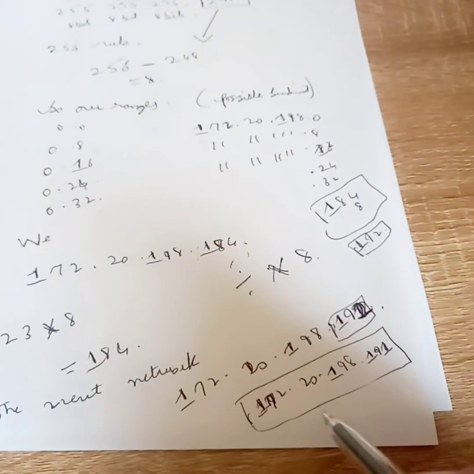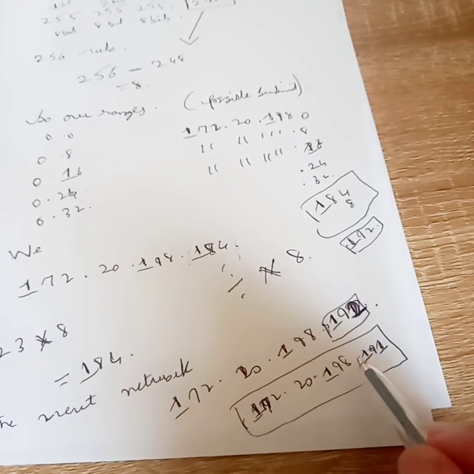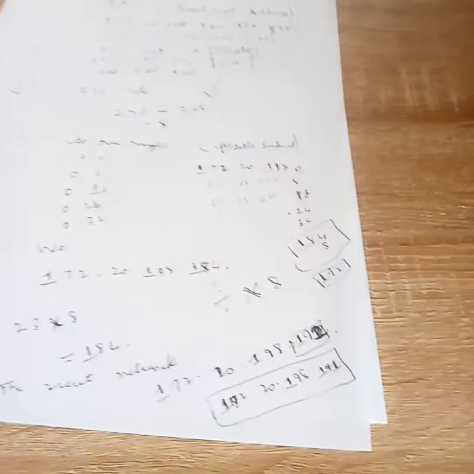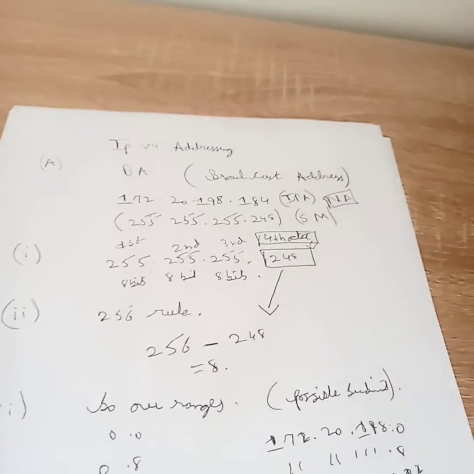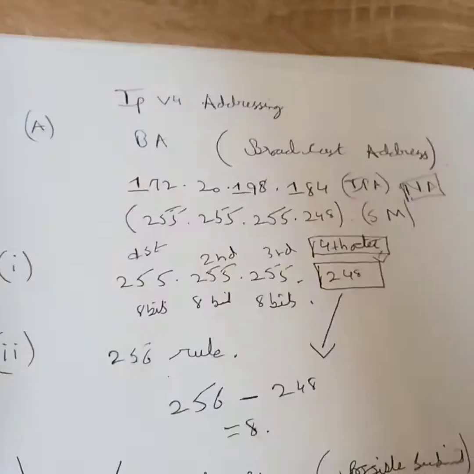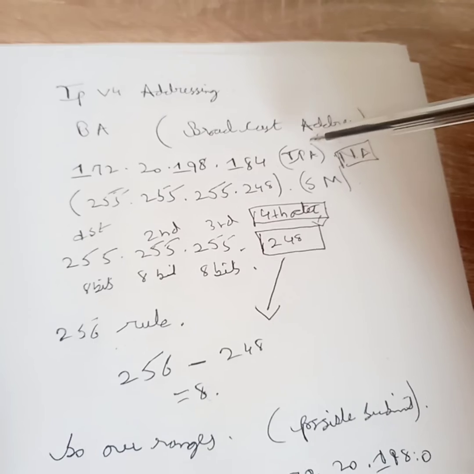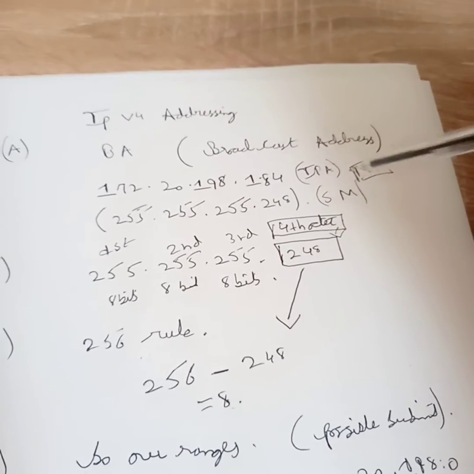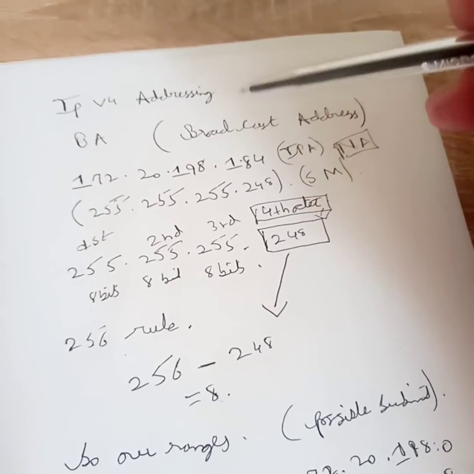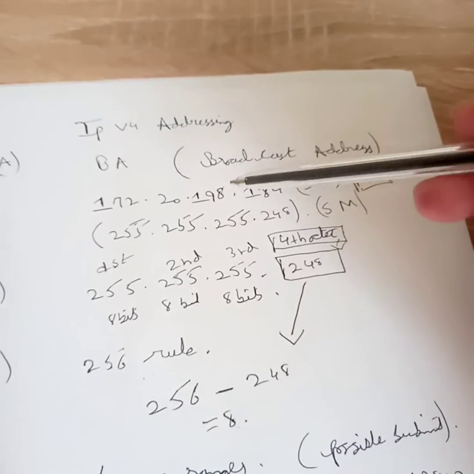So right, our broadcast address is 172.20.198.191. I've managed to cut it short, but let's go back and do a revision slightly. In the beginning, we were trying to find out a broadcast address for this IP address or the network. So it's a network in itself as well. Then we had the subnet mask. So that's the subnet mask here.